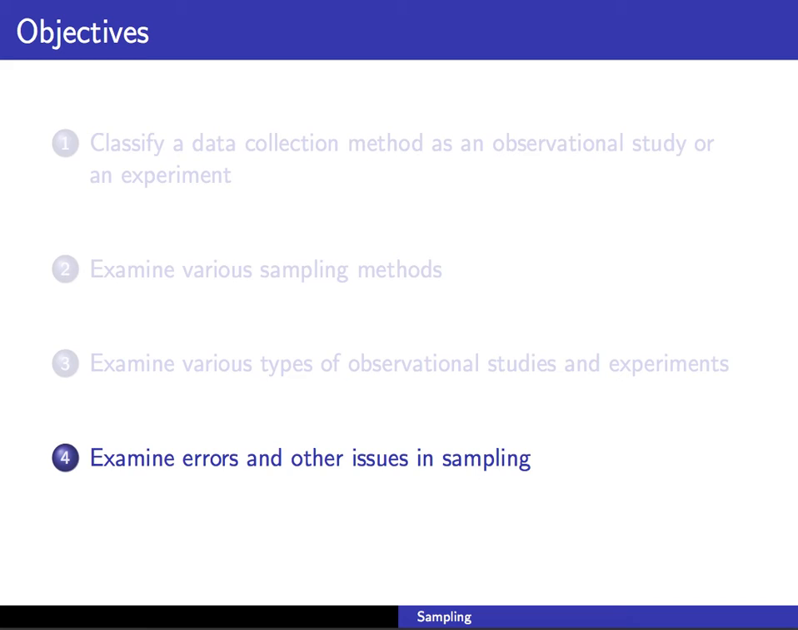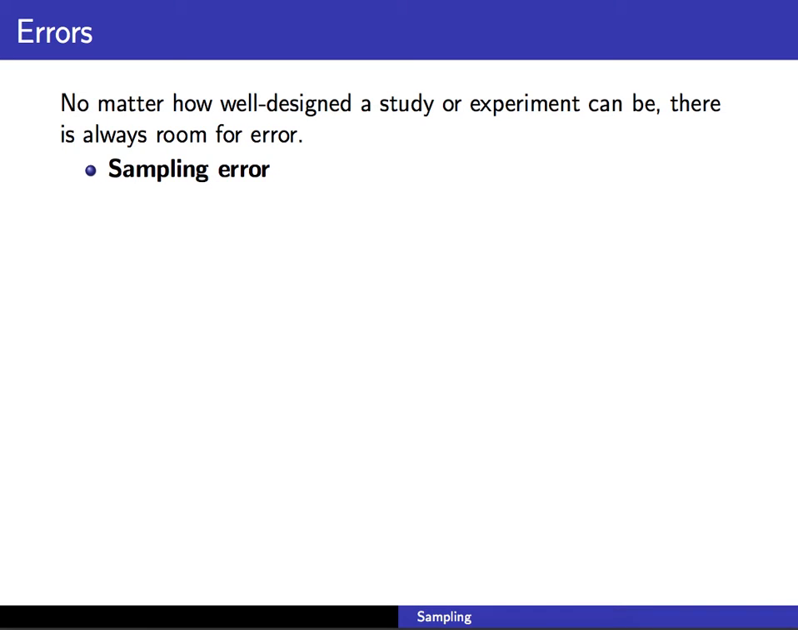Okay, in this video, we're going to look at errors and other issues that may arise during the sampling process. No matter how well designed a study or an experiment can be, there's always room for error. Sometimes you catch the error, other times you don't. But just be advised that issues and errors come up all the time. We try to minimize them if we can, but they will come up, and how do we handle those?